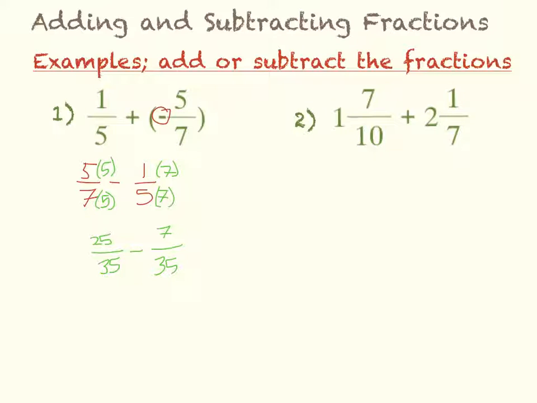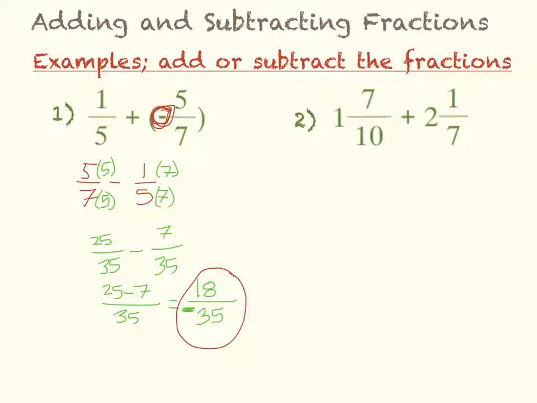And now we can put them together. 25 minus 7 over 35. 25 minus 7 is 18 over 35. Now we check to verify that that is simplest form, and it is. So that is the final answer. However, we decided that it was going to be a negative answer, so make that negative. Make sure you double check at the end that your negatives are right. So it's negative 18 over 35.